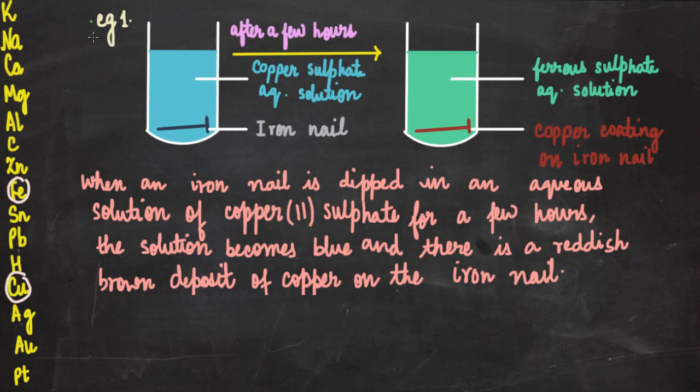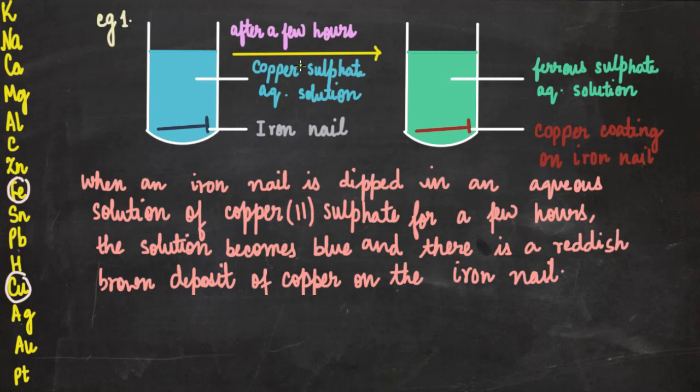The first example is a very interesting one and something which is asked very often in boards exams. So what are we doing over here? In a test tube, I have taken some blue colored solution of copper sulfate and I have dipped an iron nail in it. Iron nail is going to be grey in color. I leave this setup for a few hours.